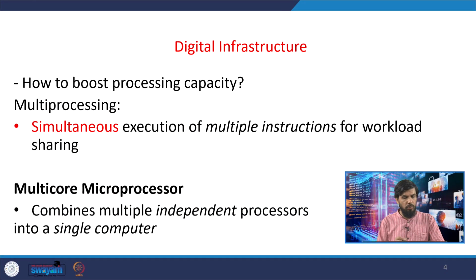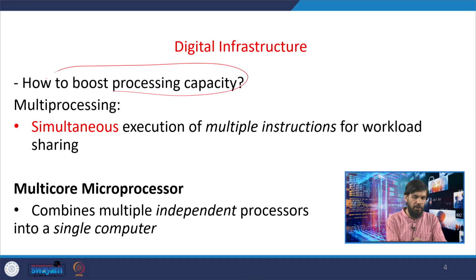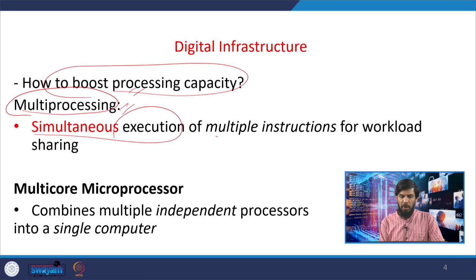Now, how to boost processing capacity? So earlier we talked about the different factors in terms of the processing speed and the capacity. Now we come to the capacity part again here. So multiprocessing is one way to boost processing capacity. Now what we do in multiprocessing is simultaneous execution of multiple instructions for workload sharing, right.